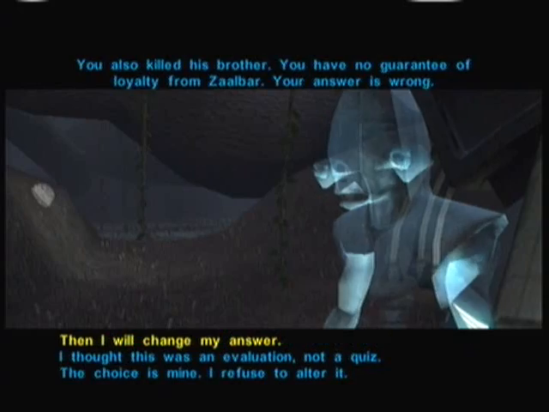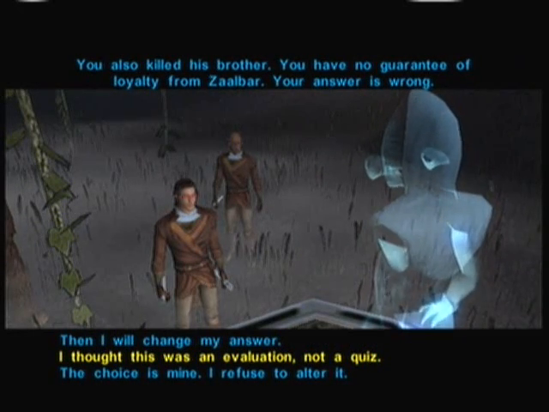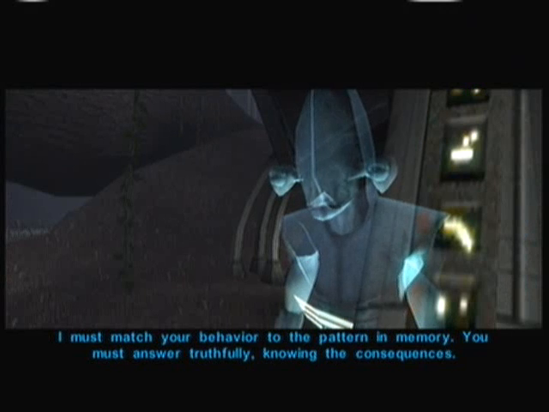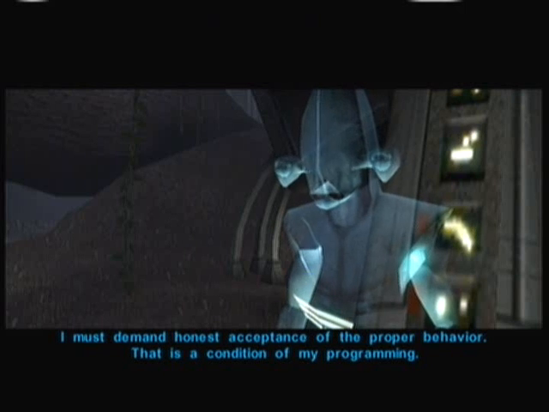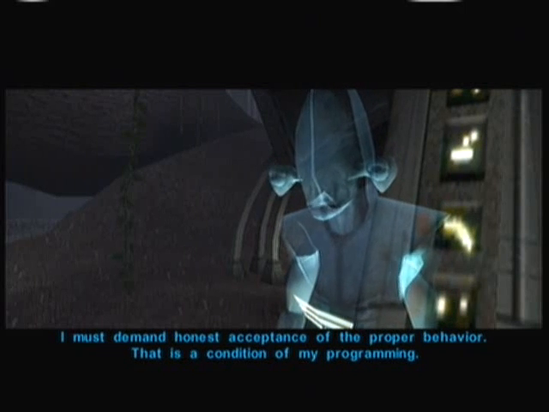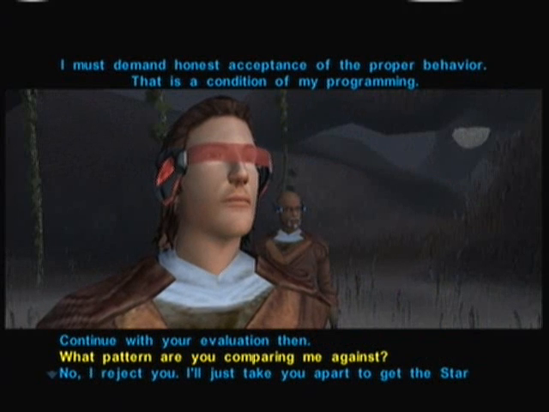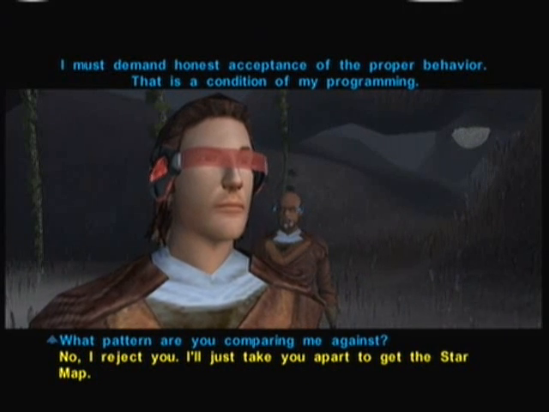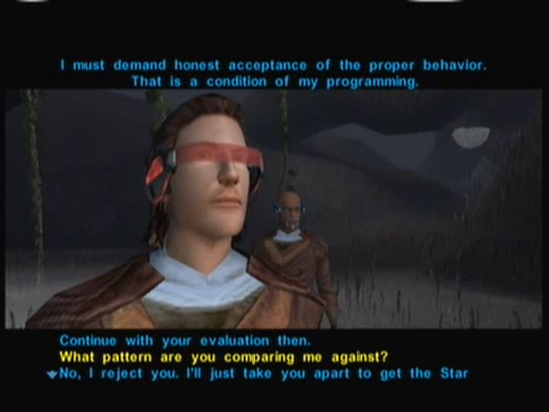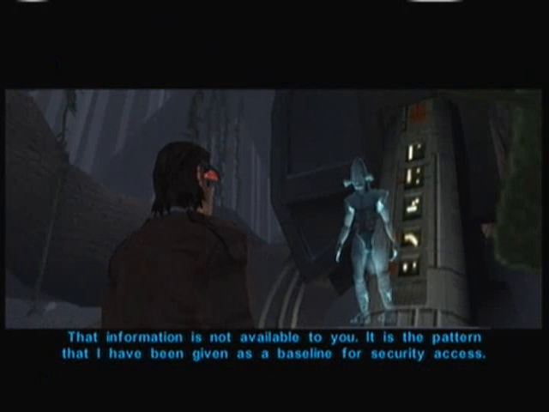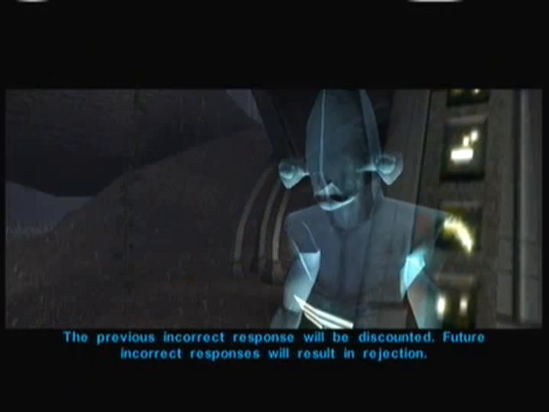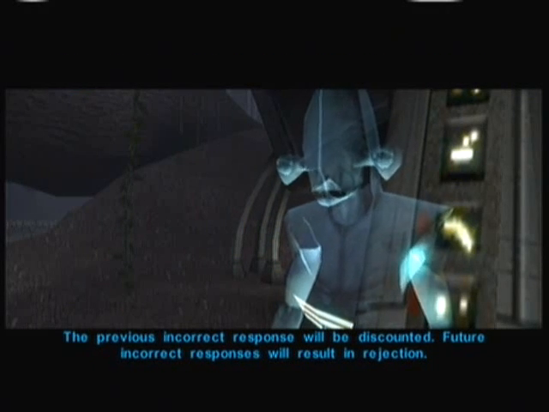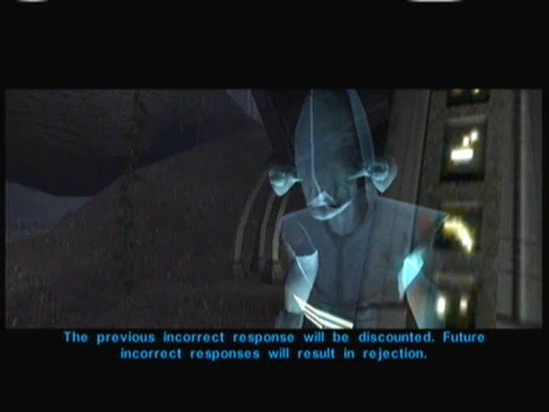You have no guarantee of loyalty from Zalbar. Your answer is wrong. And I thought this was an evaluation, not a quiz. I must match your behavior to the pattern in memory. You must answer truthfully, knowing the consequences. I must demand honest acceptance of the proper behavior. That is a condition of my programming. What pattern are you comparing me against? No, I reject you. I'll take you apart. What pattern are you comparing me against? That information is not available to you. It is the pattern that I have been given as a baseline for security access. Continue with the evaluation then. The previous incorrect response will be discounted. Future incorrect responses will result in rejection.